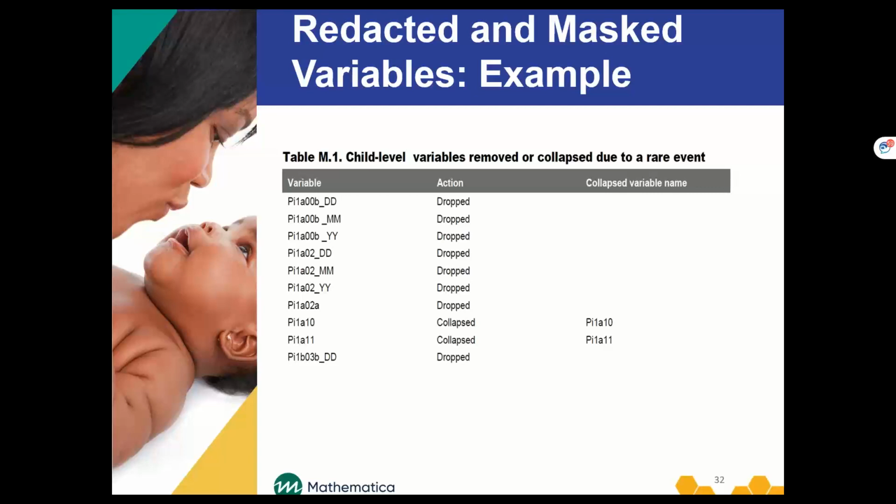Dropped refers to variables that have been removed from the data file due to a rare event, and collapsed refers to variables that have been grouped into larger categories, capped, or combined with one or more variables, forming an other variable. The collapsed variable name column shows the name of the variable after being collapsed. This will be the same name as the original variable unless the original variable was combined with one or more other variables to create one new other variable.